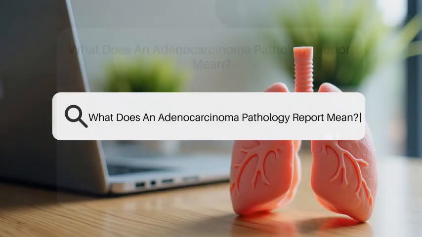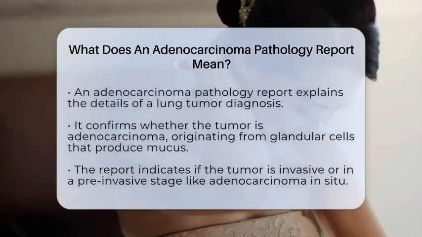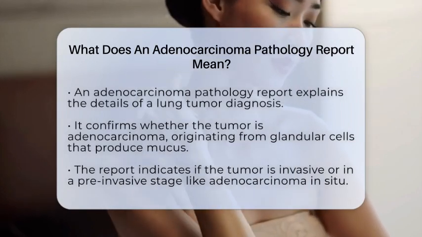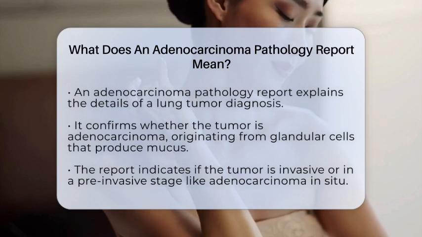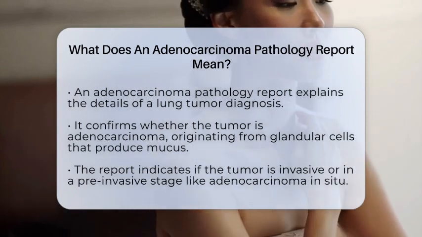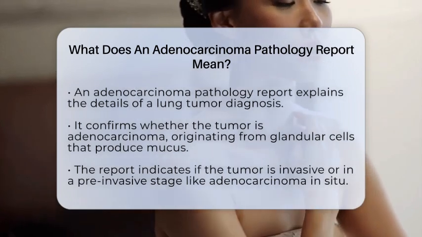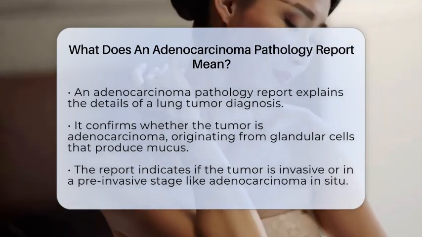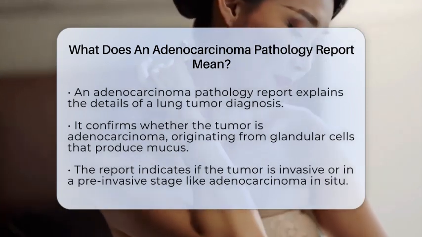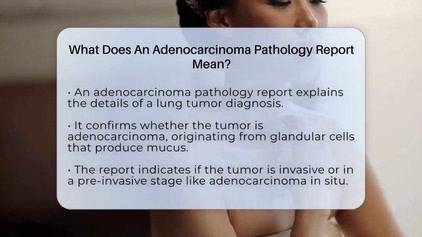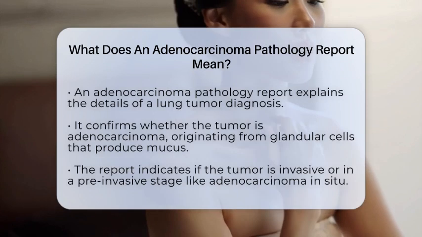What does an adenocarcinoma pathology report mean? Imagine opening a report that holds the key to understanding a lung tumor diagnosis. That's what an adenocarcinoma pathology report provides. It's a detailed document that describes what the cancer looks like under a microscope and helps doctors decide the best way to treat it. Adenocarcinoma is the most common type of non-small cell lung cancer, which makes up the majority of lung cancer cases. This report is essential because it gives a clear picture of the tumor's characteristics and how it might behave.